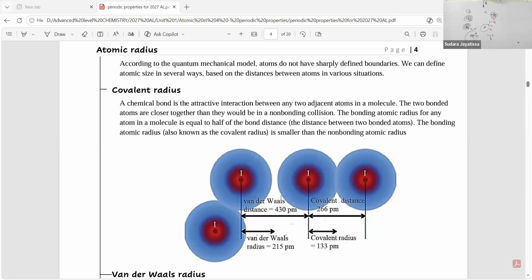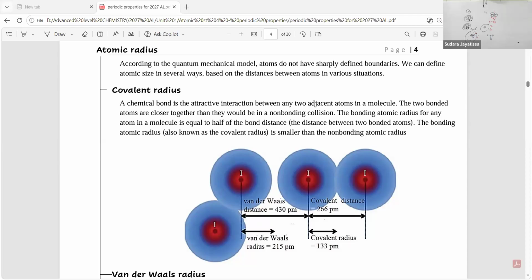The distance between the two bonded atoms. Half of the bond distance. The bonding atomic radius, also known as the covalent radius, is smaller than the non-bonding atomic radius. I'll explain now what is non-bonding atomic radius. But before that, shall we highlight the definition?